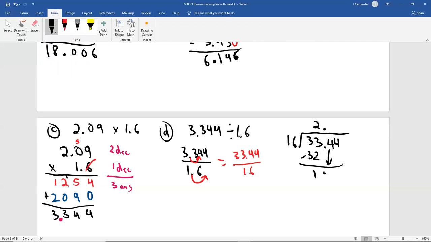Bring the 4 down. Now 16 can't go into 14, so that's 0. Now some people just say, oh, we'll just go ahead and bring the next digit down. I mean, hey, that works, but I'll show the full steps. 0 times 16 is 0. Subtract and you get 14. Bring down the 4. Now, the people that say just bring down the next 4, they still have to write that 0 there. And that's why I like to show the extra work, because people tend to rush and then they'll miss the 0. And 16 is going to go into 144.